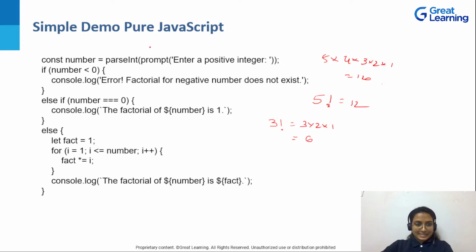Let's quickly finish with this particular last topic of this session. First we are giving a number, right? It is a constant, it is not a variable, so I'm putting const. One constant is declared, called number. And we are prompting the user via a dialog box stating enter a positive integer. For example, I'll enter 5.